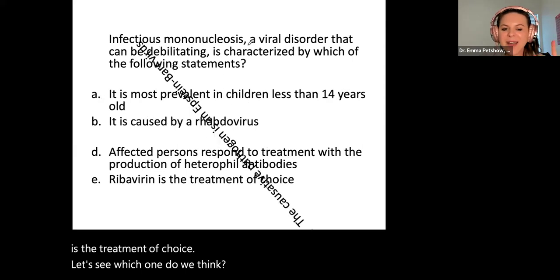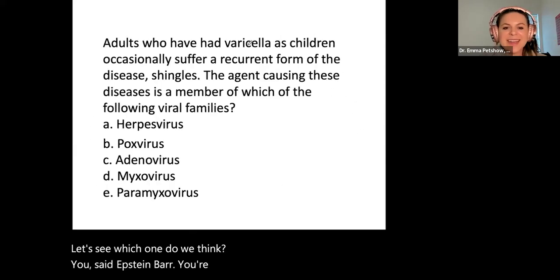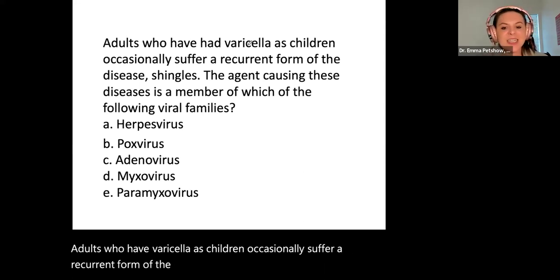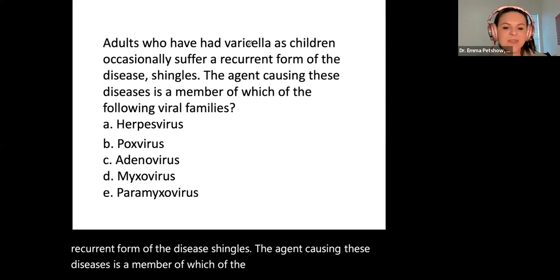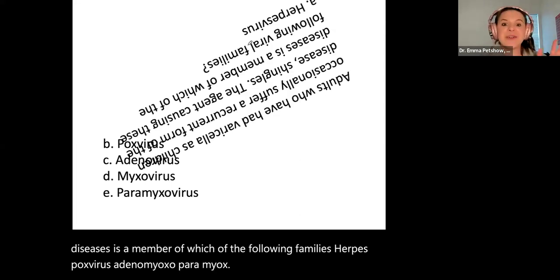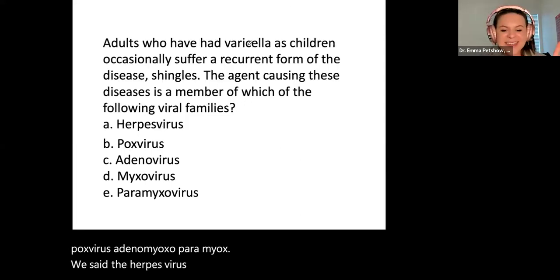You said Epstein-Barr, you're correct. You got that in your brain. Adults who have varicella as children occasionally suffer a recurrent form of the disease, shingles. The agent causing these diseases is a member of which of the following families? Herpes, pox virus, adeno, myxo, paramyxo. We said the herpes virus. Oh, the whole question turned. I got excited there.